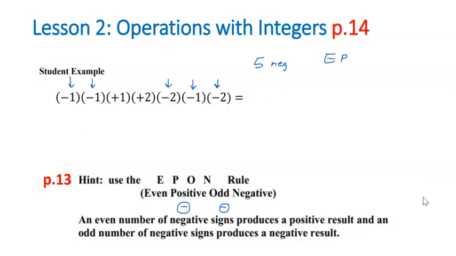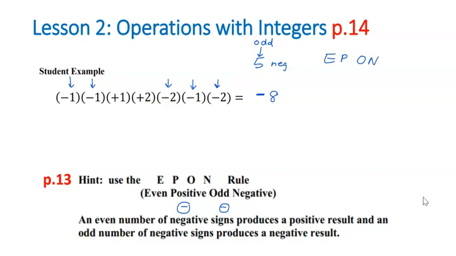EPON says if we have an even number, it's positive. If we have an odd number, it's negative. We have an odd number of negatives, so the answer is going to be negative. From there, we can completely ignore the signs and just go through. 1 times 1 is 1, times 1 is 1, times 2 is 2, times 2 is 4, times 1 is 4, times 2 is 8. So the answer here is a negative 8.